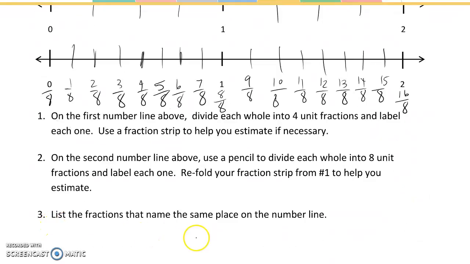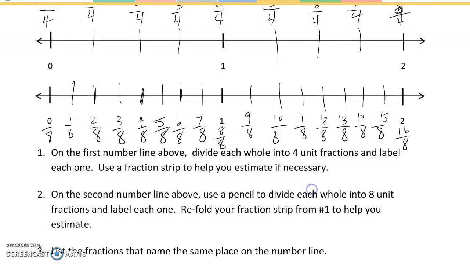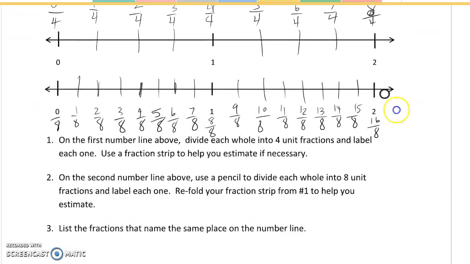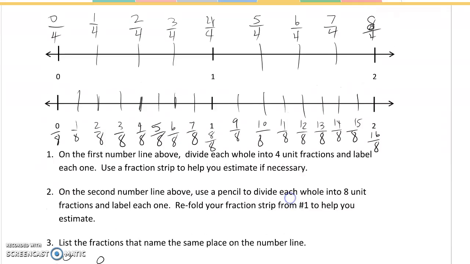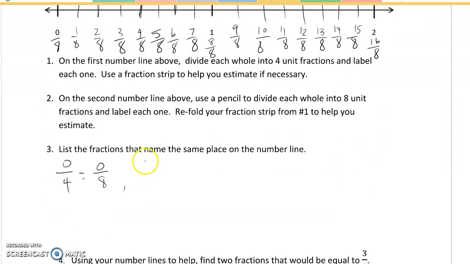Number 3, list the fractions that name the same place on the number line. We know the eighths don't all have a matching fourth, so we can use the fourths as our starting point and see if there's a match on the eighths. That way we'll get them all. Is there a match at 0? You bet. So we're going to show that 0/4 equals 0/8, and then put a comma. Then we go to the next one. 1/4 lines up exactly with 2/8. So we say 1/4 equals 2/8, comma.